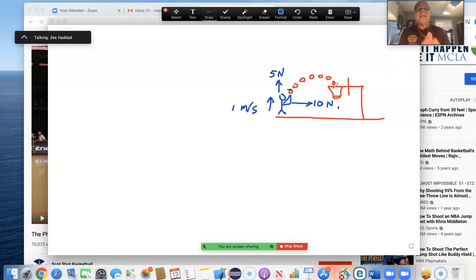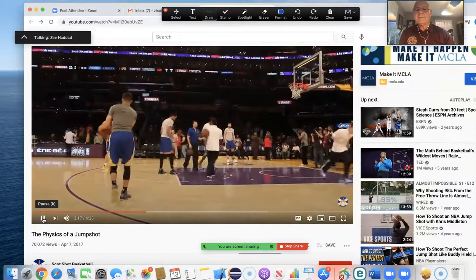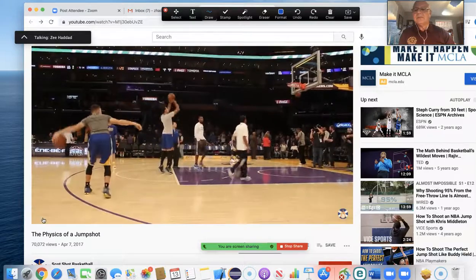So every time he gets that ball, he jumps straight up in the air, and the minute he starts to move up there, he releases the ball. Let's take another look at it. Watch him. Jump, release. Jump, release.